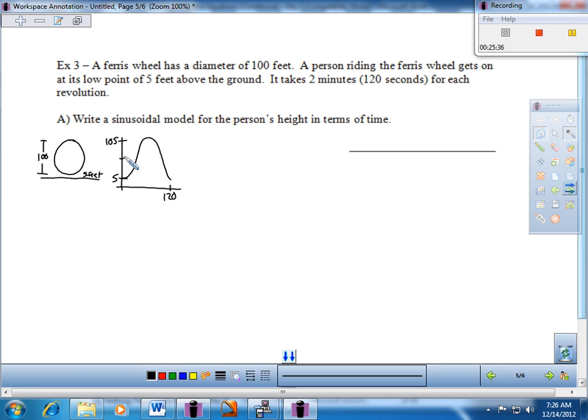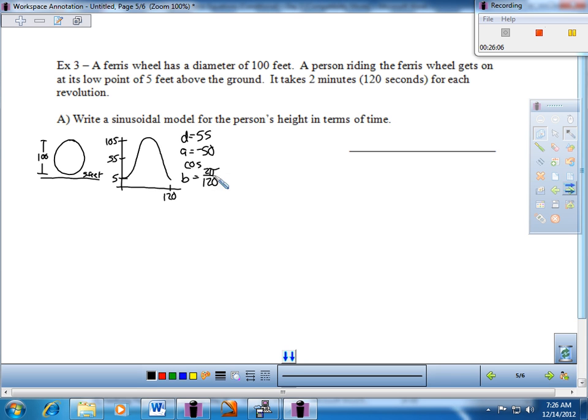When I did this one, I have a midline of 55. Seems like that's right in the middle there. And as a result, it looks like the amplitude would be 50. So just kind of thinking out loud with this, 55 is the midline. The A value would be, in this case, we're starting at the bottom, so A is going to be negative 50, and then cosine. B is going to be 2 pi over 120, et cetera there.